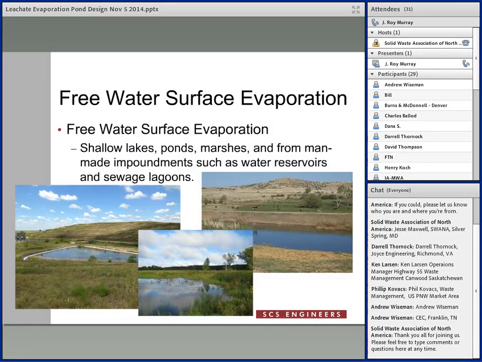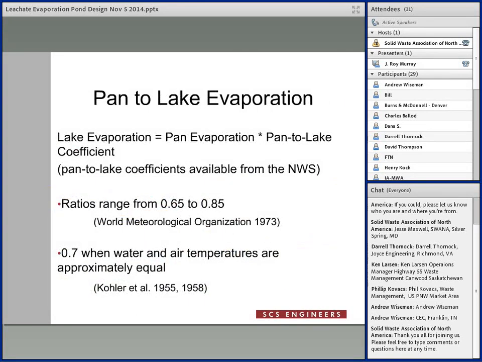The second, and the one we're going to look at for this, is the free water surface evaporation. Free water surface evaporation typically applies to smaller ponds and marshes and man-made impoundments such as water reservoirs and sewage lagoons, and in this case evaporation ponds. So that's what we're going to be looking for. So in computing pan to lake evaporation, you can get from the National Weather Service pan evaporation rates, and you can also get lake evaporation coefficients from them for different periods of time.